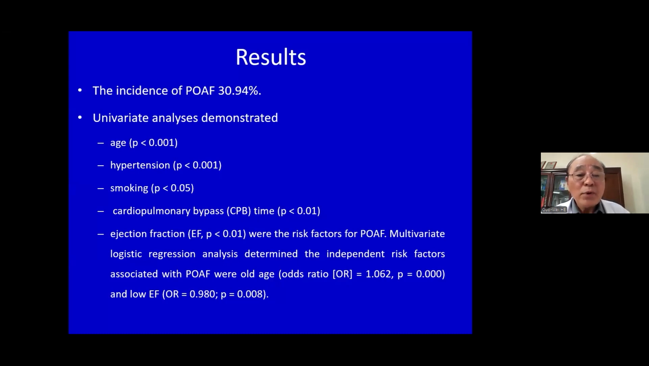Okay, now I'm going to present to you the very brief results. The incidence of POAF in this group of more than 6,000 patients is about 30%, which is in accordance with reports from everywhere else in the world. Univariate analysis demonstrated age, hypertension, smoking, cardiopulmonary bypass time, and ejection fraction as univariate factors for predicting POAF.